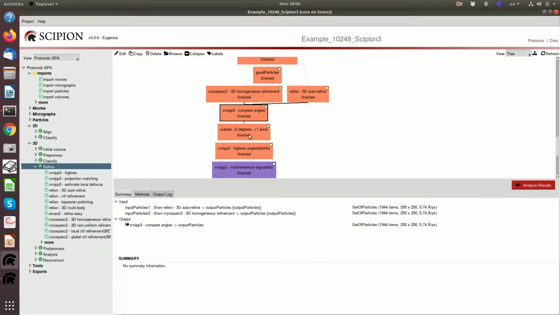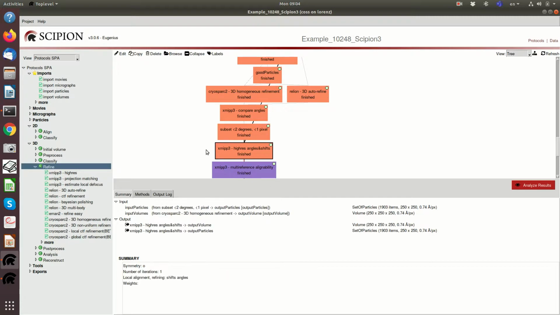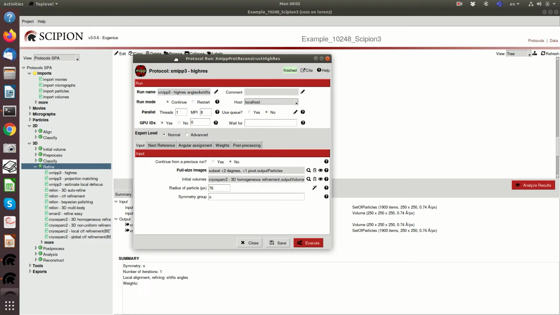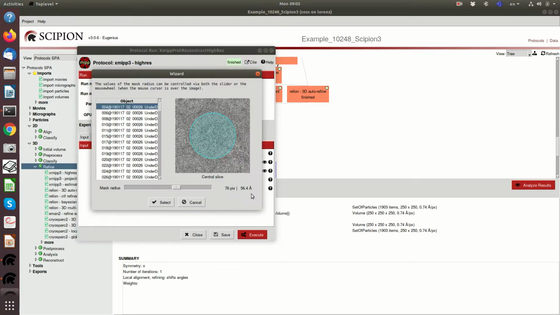So I chose those images that had an angular error smaller than 2 degrees and less than 1 pixel, and then I entered into high res. High res is the angular assignment algorithm of XMIP, and you can use it in many ways, but the way I used it in this case was, I chose these images, I chose one of the 3 reconstructions, and then you can use this particle size to constrain the search of angles and shifts, but not the 3D reconstruction.